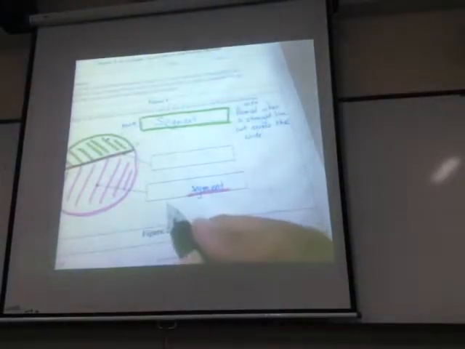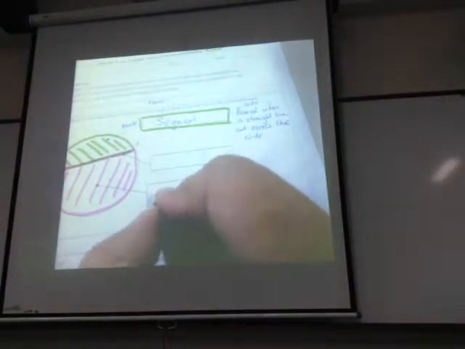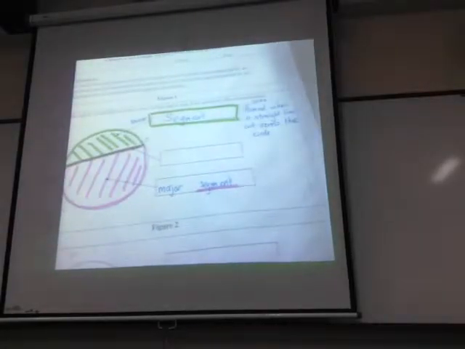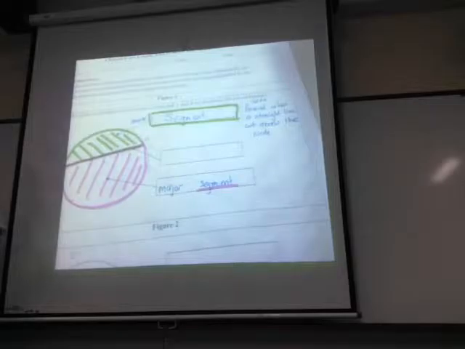What about the bottom one? Major. What do you mean by major, minor? Major means the bigger one. Minor means the smaller one. Okay? So we learn two things. We learn what is called a segment.